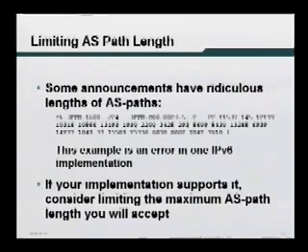Or, as in this case, this is in the 6-bone IPv6 one. This one was ridiculously long. This was due to an error in one IPv6 implementation, and so it was carrying on announcing this hugely long autonomous system AS path with that particular network announcement.